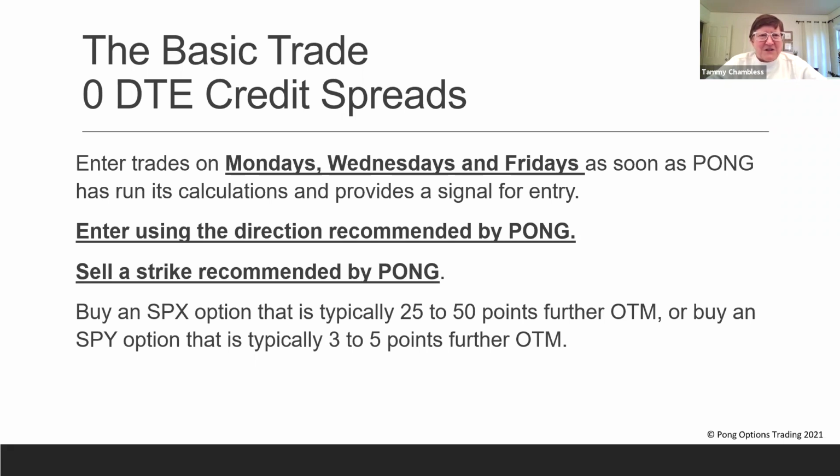The basic 0 DTE trade is entering every Monday, Wednesday, and Friday, as soon as PONG has run its calculations and provides a signal for entry. Then you enter using the direction recommended by PONG, and then you sell a strike that's recommended by PONG. And typically you would buy an SPX option that's 25 to 50 points further out of the money, or you'd buy an SPY option that is typically 4 to 5 points further out of the money.